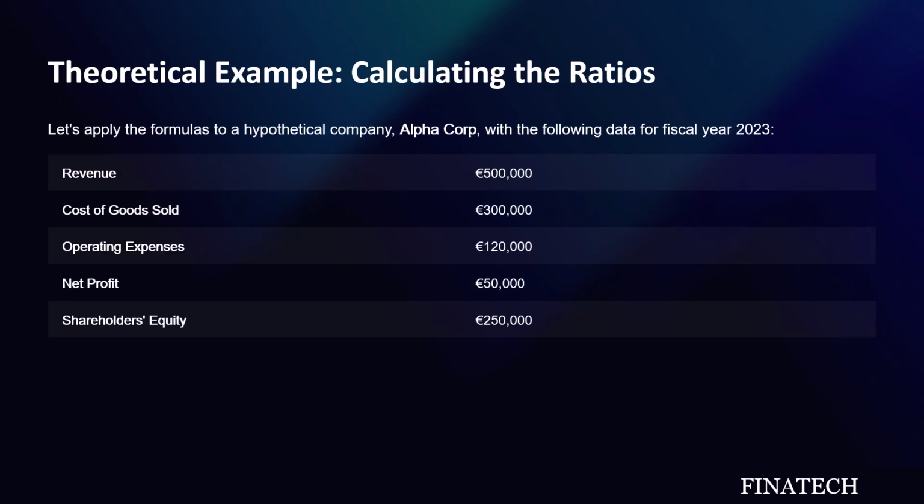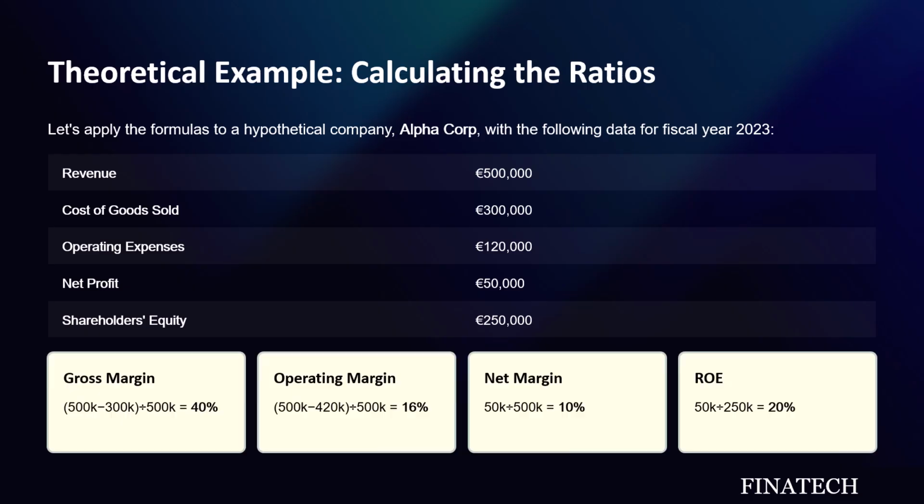This is a theoretical example of calculating the ratios. You see in the slide, the company Alpha Corp in 2023 has a gross margin of 40%, an operating margin of 16%, a net margin of 10%, and an ROE of 20%.